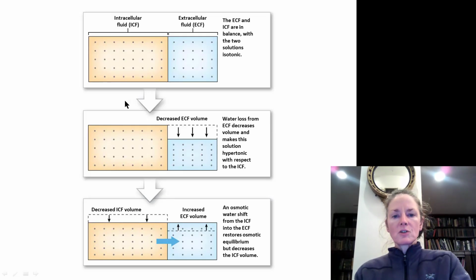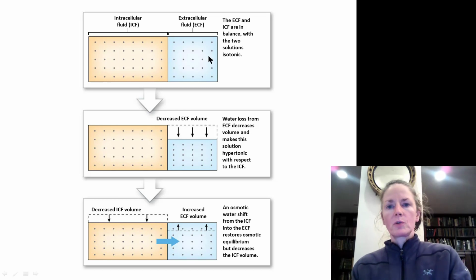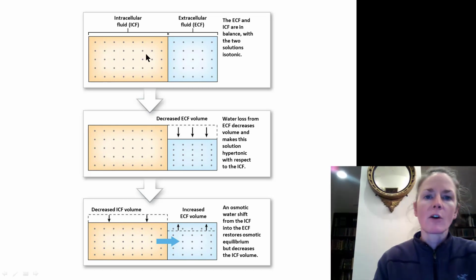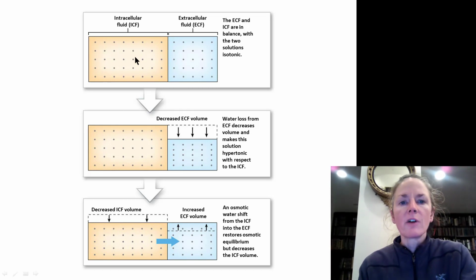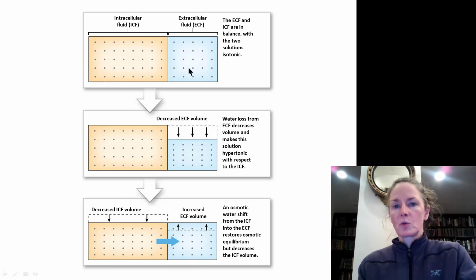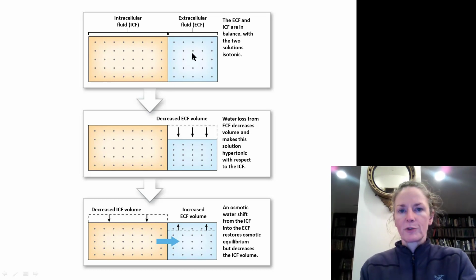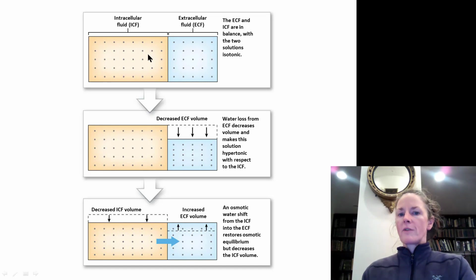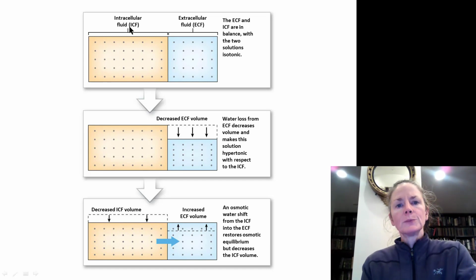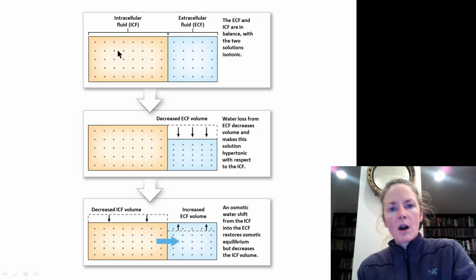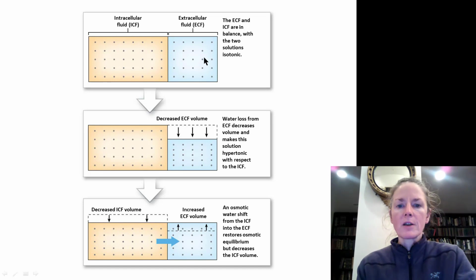All right, so here is just a diagram that shows the shift between compartments. Here we have our intracellular fluid. Notice the volume is about 40% to 20%. Together they make up 60% of our total water volume in the body. So our intracellular and extracellular fluid are balanced here. Our concentrations of ions are going to be the same per unit volume.